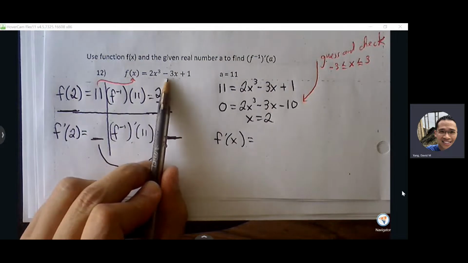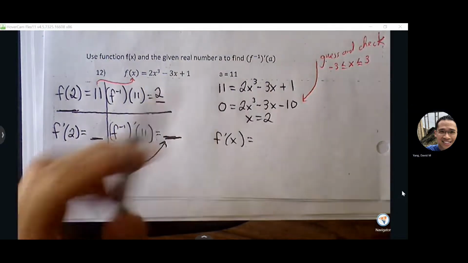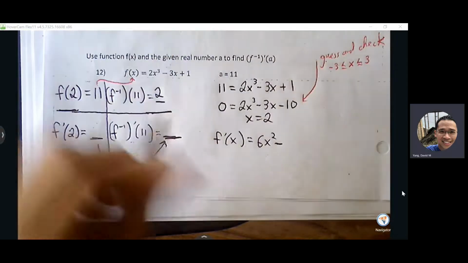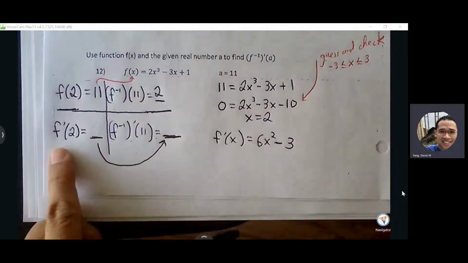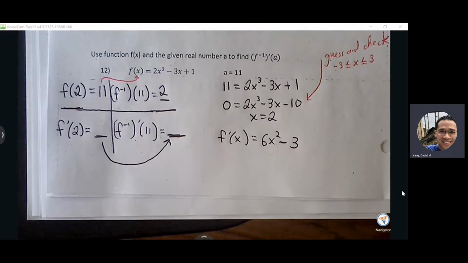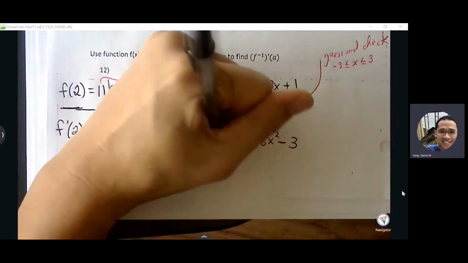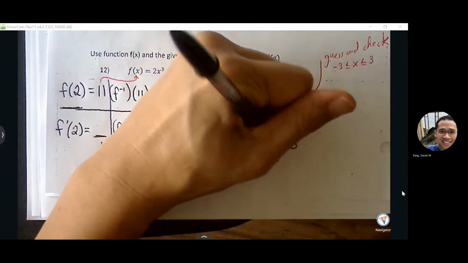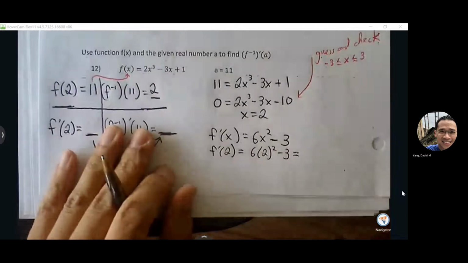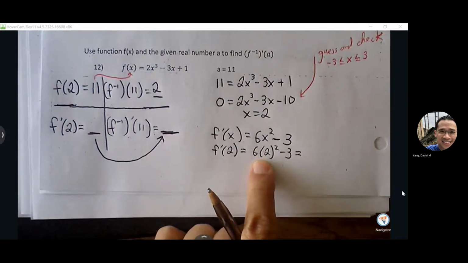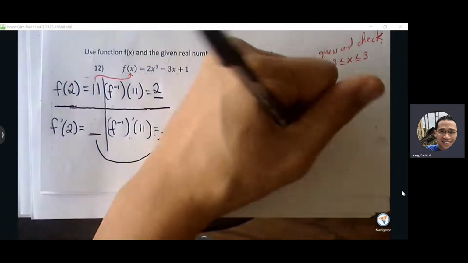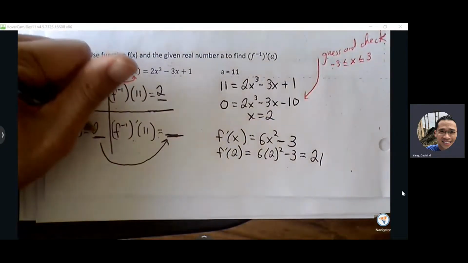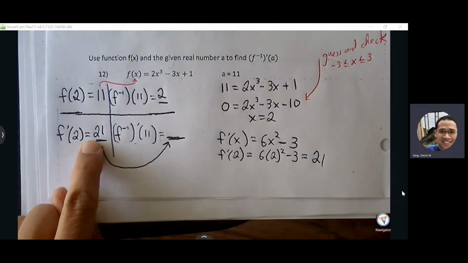Derivative, this is easy here. What's the derivative of 2x cubed minus 3x plus 1? 6x squared minus 3. Okay. I can figure out the slope on my f graph side of things by plugging 2 into the derivative. Six times 4 is 24. 24 minus 3 is 21. So the slope on my f graph is 21.